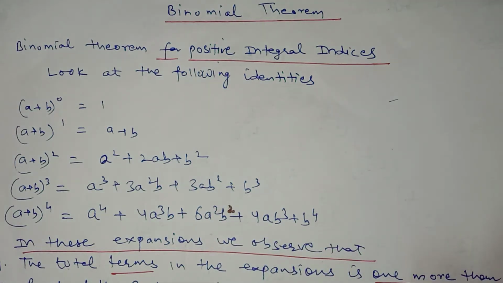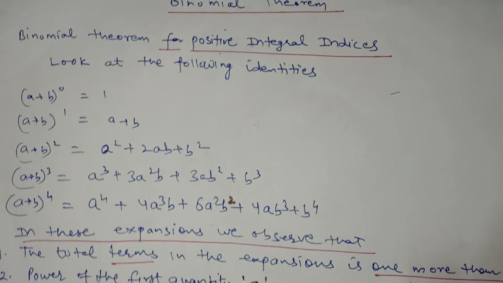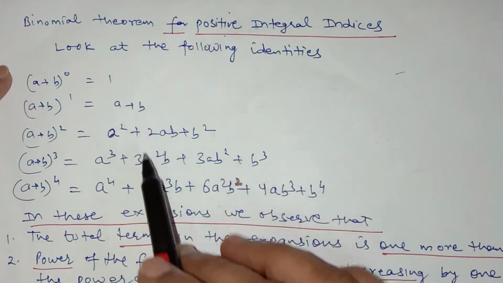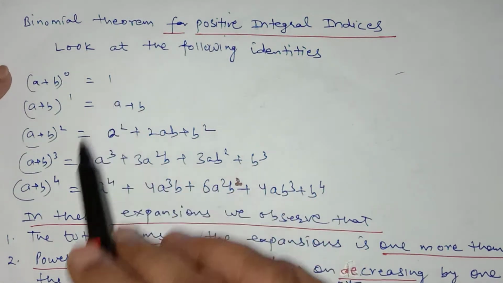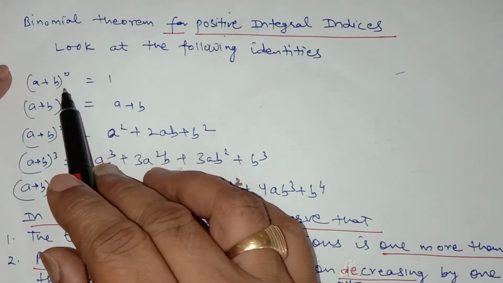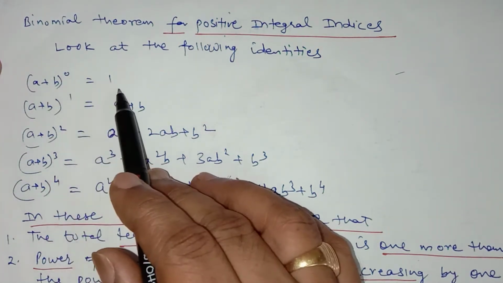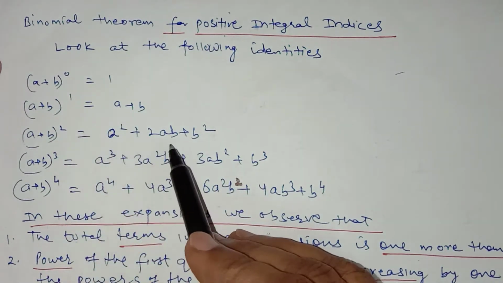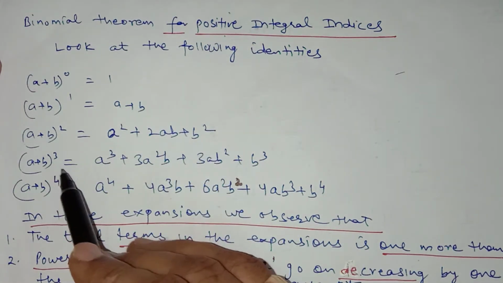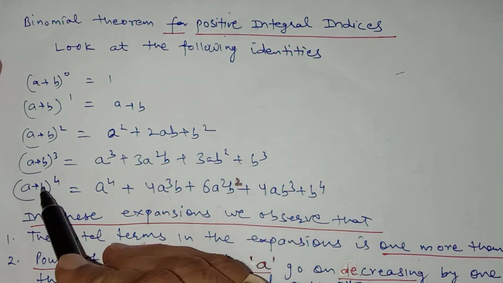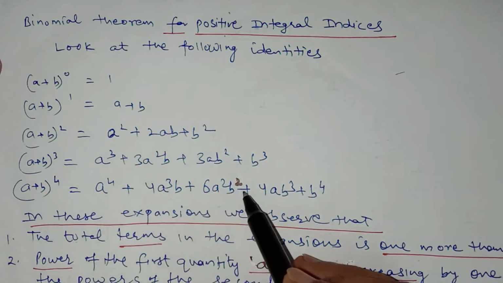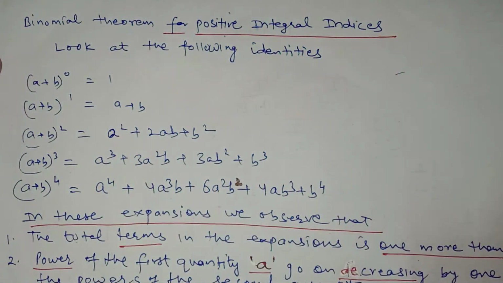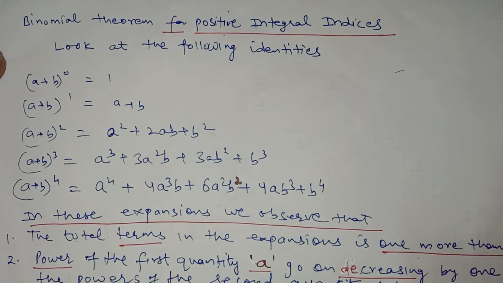Now see these identities, what are you observing from them? We observe that the total number of terms in the right hand side of the identity is 1 more than the power of the binomial. We have the power 0, the number of terms is 1. We have the power 1, the number of terms is 2. We have the power 2, the number of terms is 3 in the right hand side. When the power is 3, the number of terms is 4. When we have the power 4, the number of terms in the right hand side is 5, and so on. If we have the power 5, the number of terms in the right hand side will be equal to 6. This is the first observation.